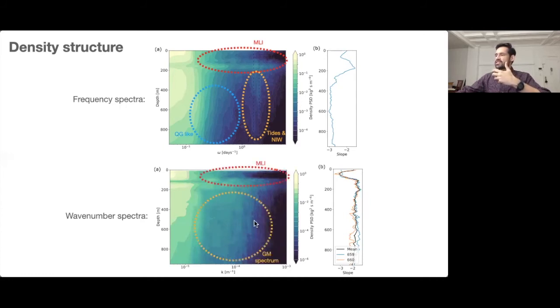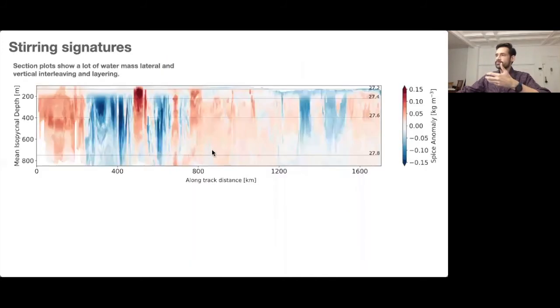And in the interior, we see a slope of about -2, which actually agrees with what we would expect from the GM spectrum of waves. Essentially pointing out that in the interior, the waves and the balanced motions are overlapping in wave number space. Likely the waves are a little stronger, and we cannot distinguish them as easily as we could in the frequency spectrum. Next, we will focus on the stirring that is taking place in this region in response to the flow whose signatures in density we just discussed.